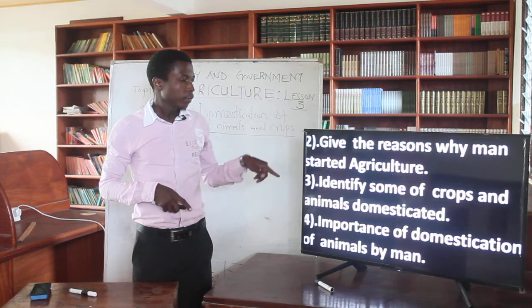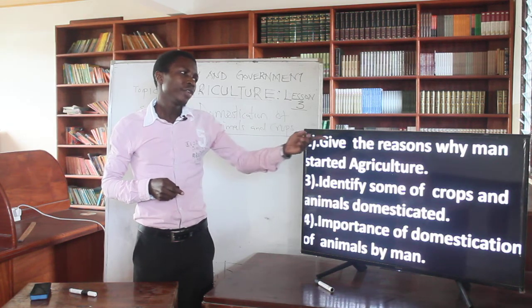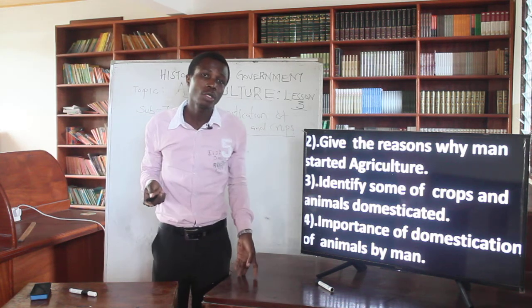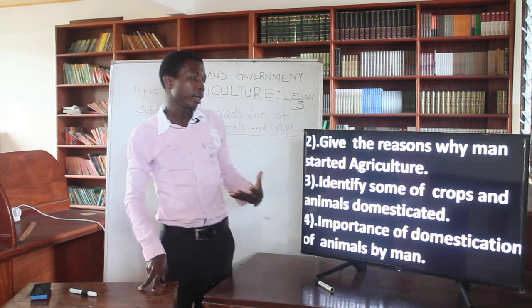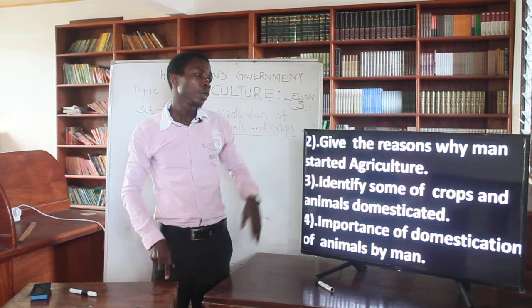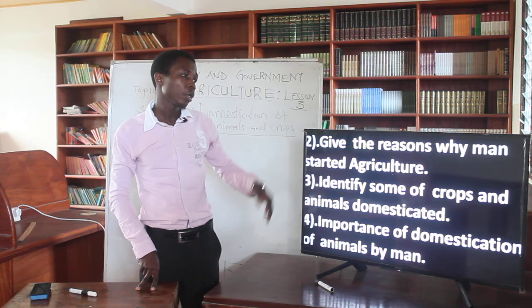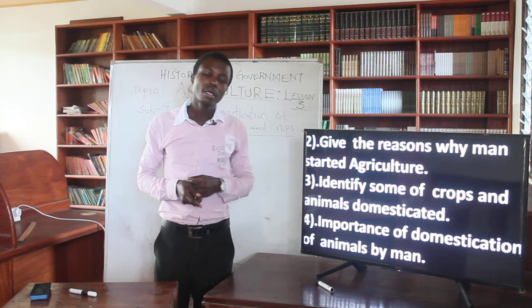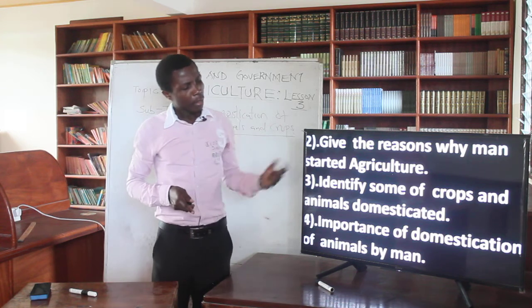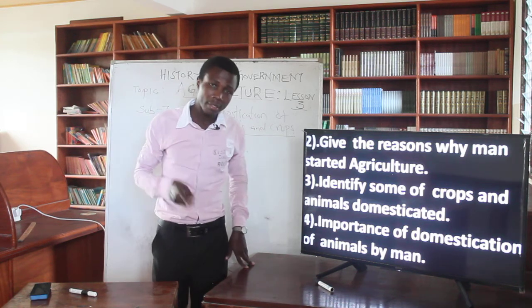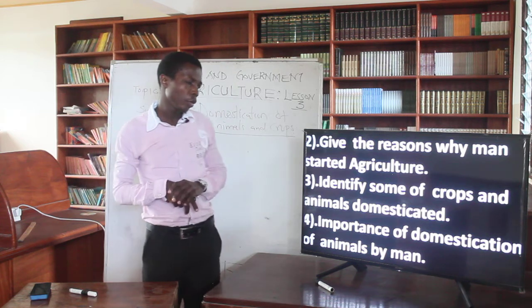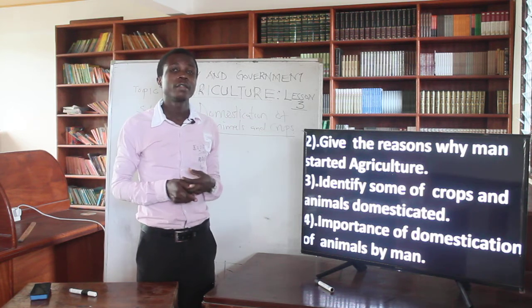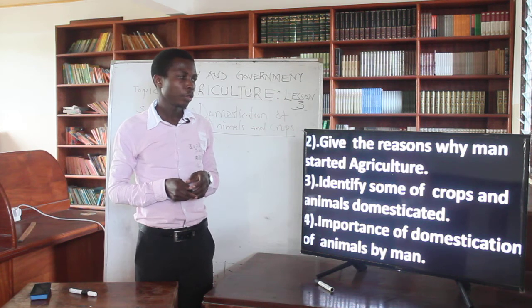Next, the learner should be able to give the reason why man started agriculture, and that is all about domestication, why man started domesticating plants and animals. Then identify some crops and animals domesticated by man during the Neolithic period. The last area is the importance of domestication of animals by man. How did domestication of animals benefit man? Very simple, and please feel welcome.